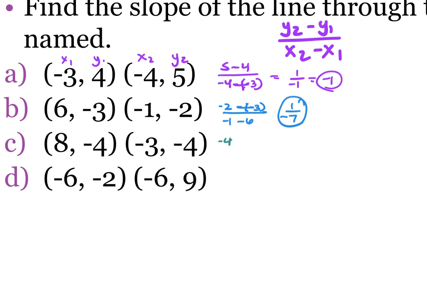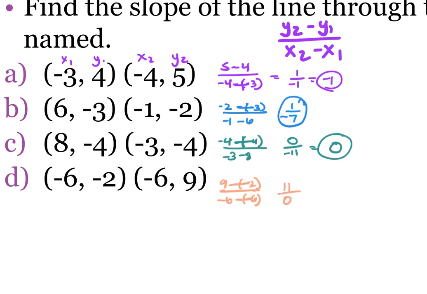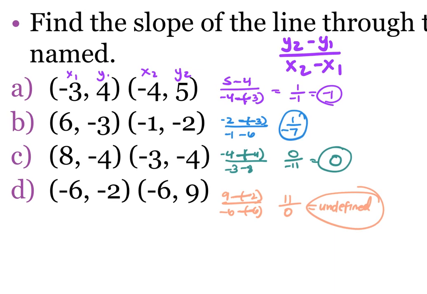C, -4 minus a -4 over -3 minus 8. Minus a negative becomes plus, and I have 0 in the numerator. When 0 is in the numerator, my answer is 0. And D, 9 minus a -2 over -6 minus a -6. This becomes 11 over 0, and that's undefined. If you had plotted those last two, C would have been a horizontal line, and D would have been a vertical line.